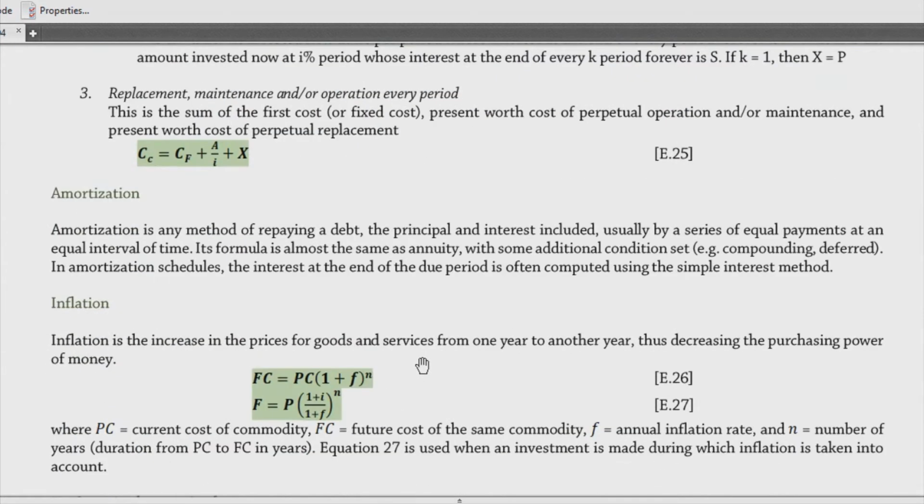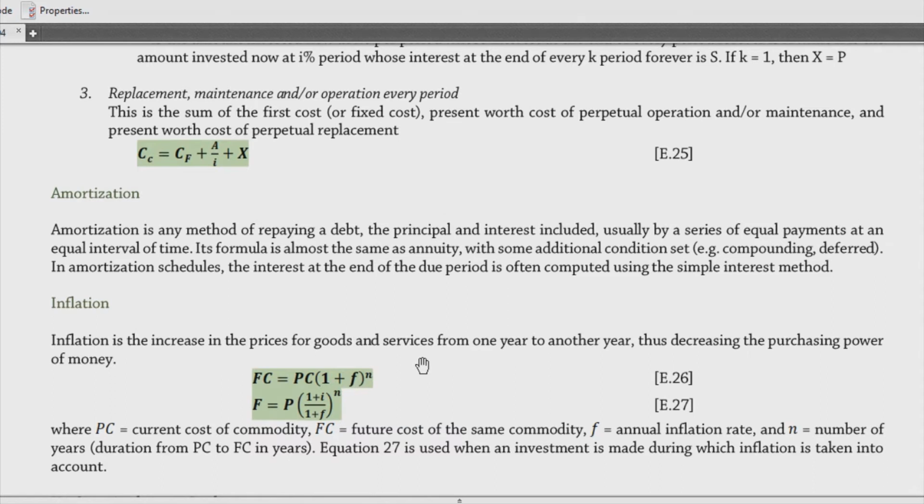Okay, now how about amortization? So itong amortization naman is any method of repaying a debt. So we do this by doing some equal payments at the interval of, let's say, you set the interval. So yun basically yung ating i-amortize na payment based dun sa mapag-usapan natin o napag-kasunduan nung pinag-utangan mo, no?